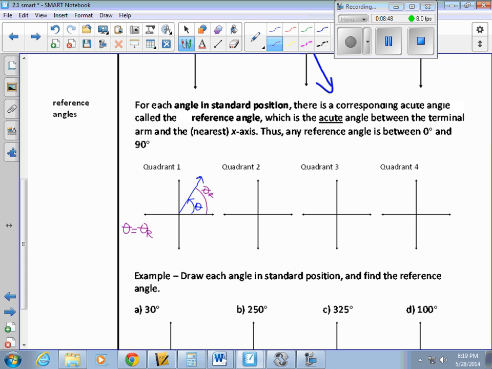In quadrant 2, if this was my angle theta, my reference angle then is from the nearest x-axis to the terminal arm, so this would be my reference angle. So in quadrant 2, because I'm going from the negative x-axis here, 180 degrees minus whatever the angle was will give you your reference angle. So that's in quadrant 2.